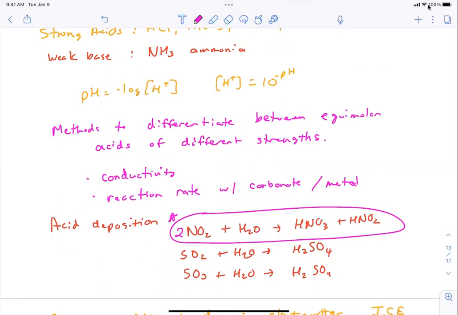Yes, Mateo? So I was thinking that strong acids, the conjugate base is weak. Yes. So does that mean that your NH3 that is a weak base, the conjugate acid is strong?